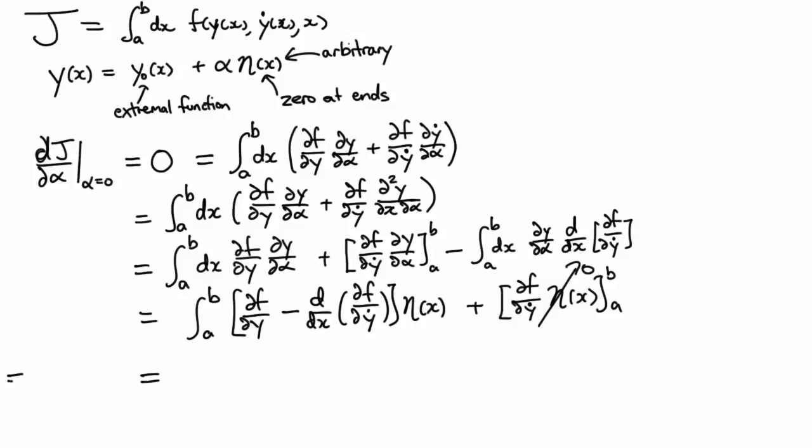So what this all implies is that those terms in the square brackets must be identically 0, and that is an equation that the function y has to obey if indeed this integral J is going to be maximized or minimized. And that equation is called the Euler-Lagrange equation.